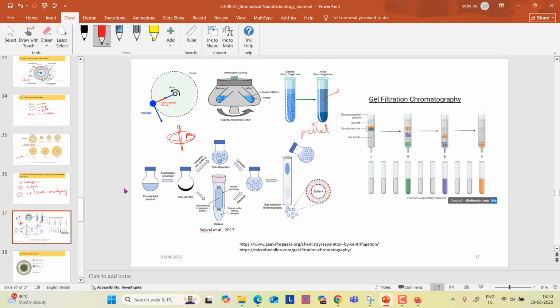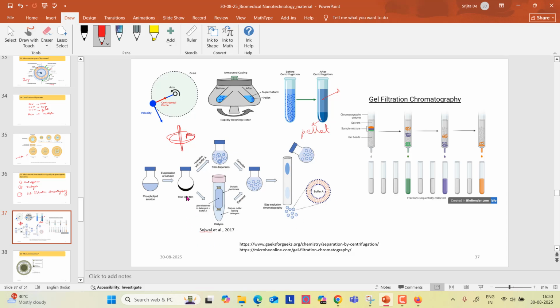So what happens, most of the solvent portion or water portion will be evaporated and a thin lipid film will stay at the bottom, right? First, hydration with buffer A. What will it lead to? It will lead to film dispersion. So the film will be dispersed when we hydrate with the buffer. And then extrusion will happen, and using size-based chromatography we will separate the liposomes.